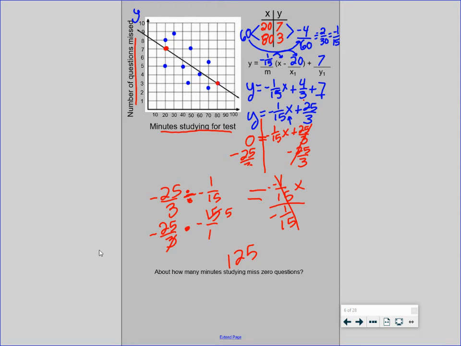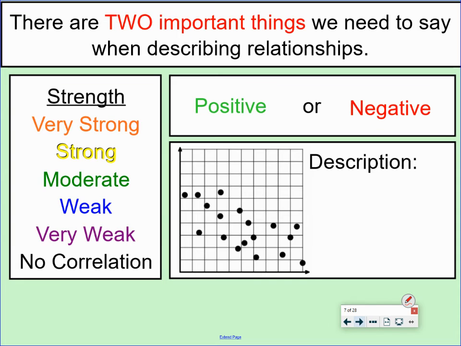That equals our x. So 125 minutes is what, using this equation, you would maybe need to study in order to not miss anything on the test, on this data for this test.